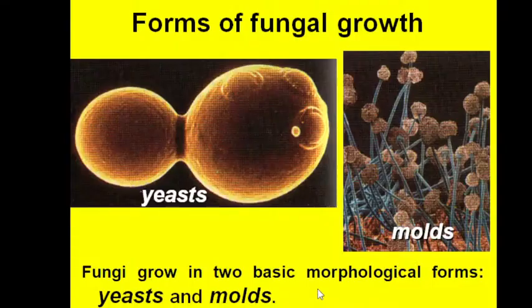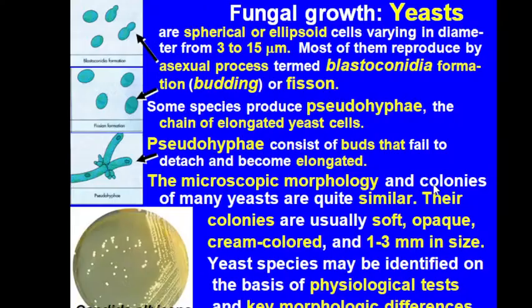So now we take a look at the morphology of fungi. According to their appearance and morphology, we may classify them into two groups. And you can see here these two groups, yeasts and molds. We briefly discuss both groups. First, we start with the yeasts. They are spherical or ellipsoid, right? You did see it under the microscope, and they are larger than bacteria, from 3 to 15 micrometers in diameter.